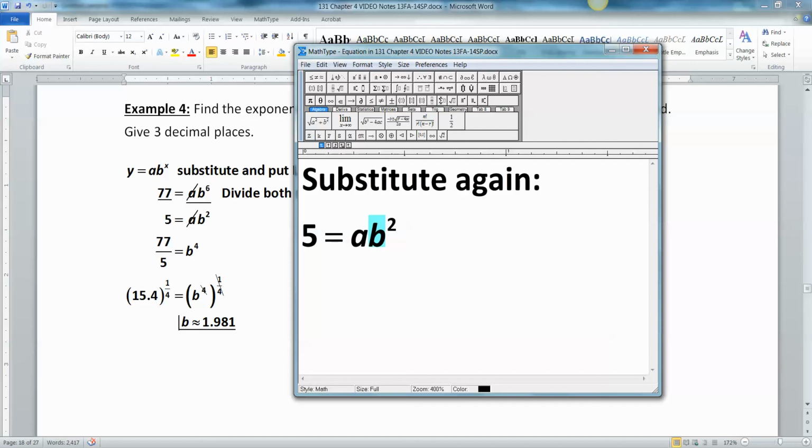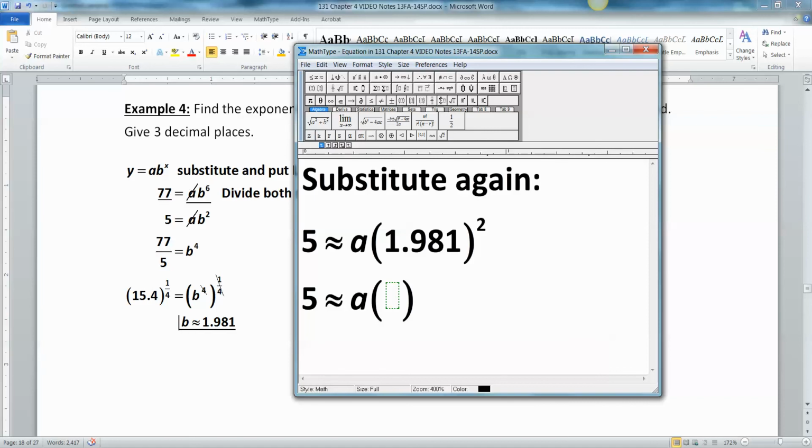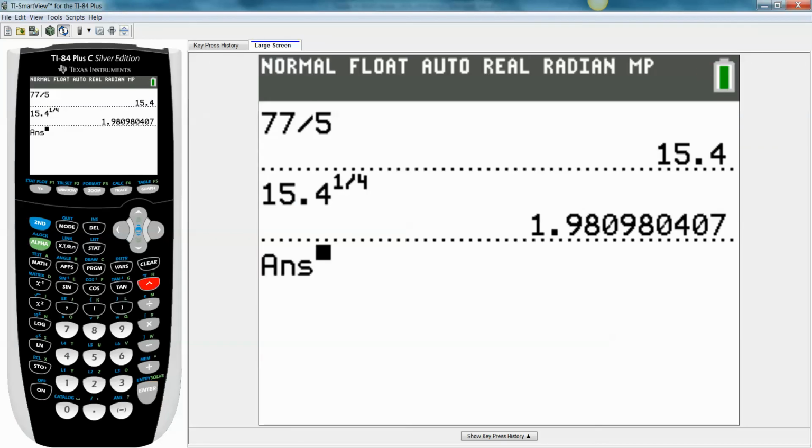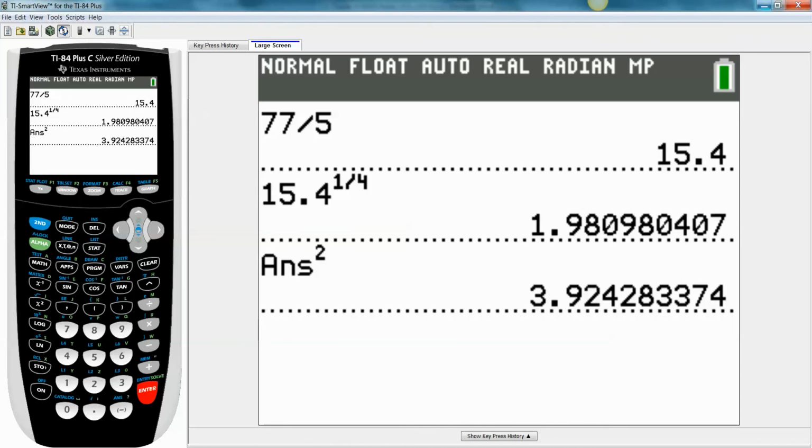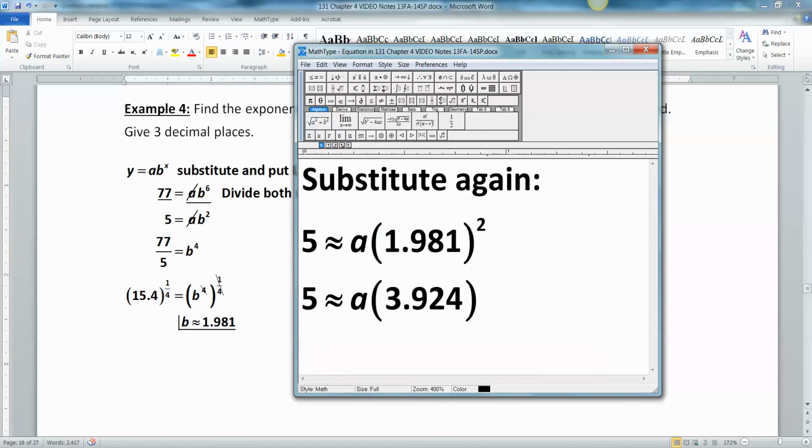But I know what b is. I know b is 1.981, approximately. I'll put a little squiggly equals here because it's not exact anymore. But now I can find what 1.981 squared is with a calculator. This is 5 is about a times 1.981 squared. So let me just square that last answer. If I take my last answer and I square it, I get 3.924. So to solve for a, I'll just divide both sides by 3.924.